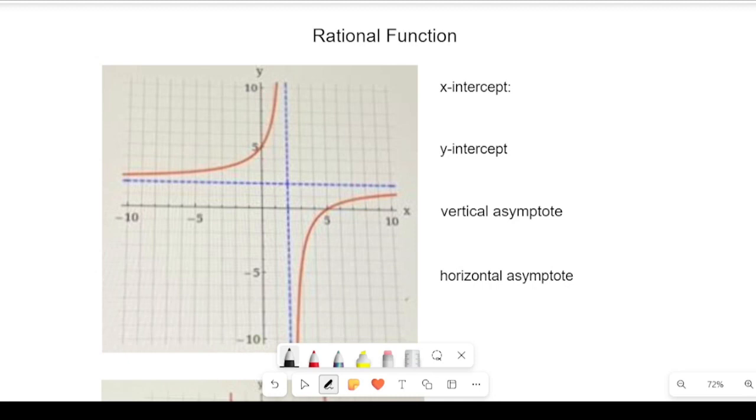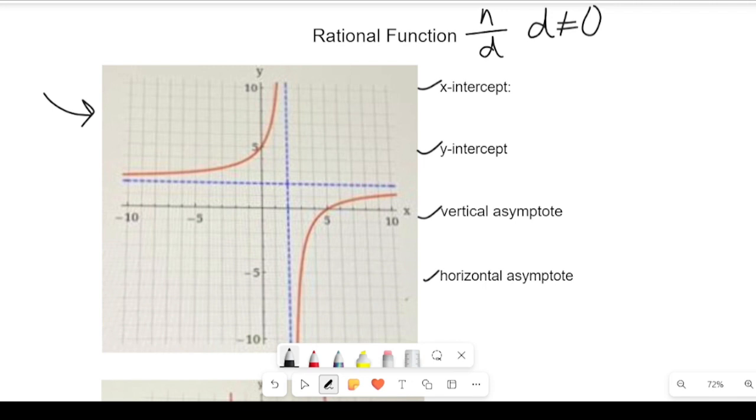Hi, in this video we're going to learn how to evaluate the graph of a rational function. A rational function has a numerator and a denominator, where our denominator cannot be 0. So here we have a graph of a rational function, and using this graph we're going to find the x-intercept, y-intercept, and vertical and horizontal asymptotes.